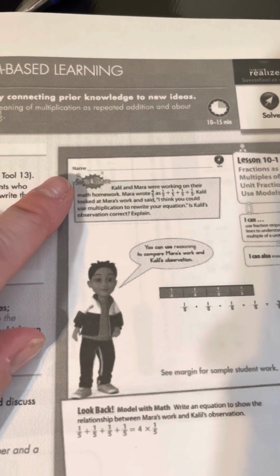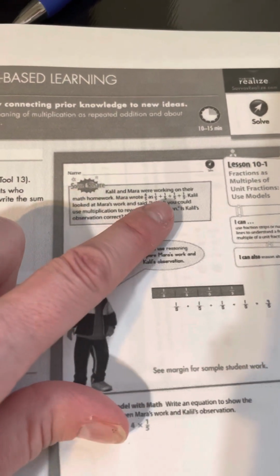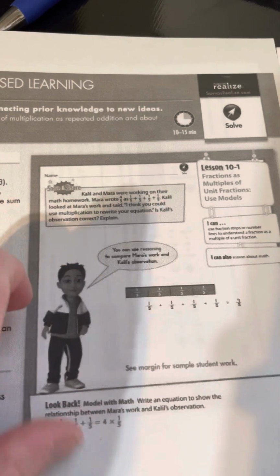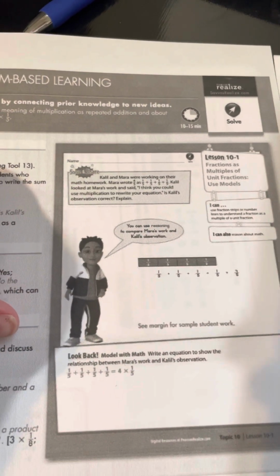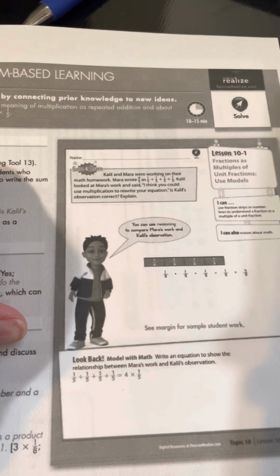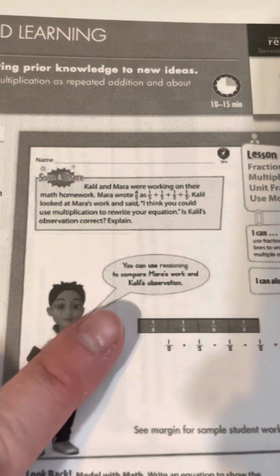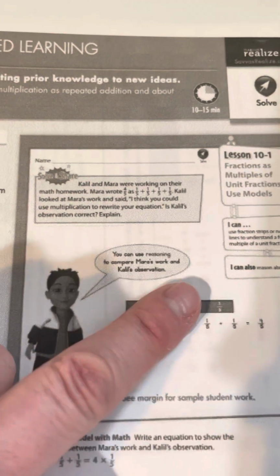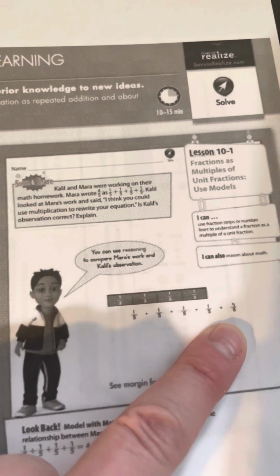Khalil and Mara were working on their math homework. Mara wrote 4/5 as 1/5 plus 1/5 plus 1/5 plus 1/5. Khalil looked at Mara's work and said, hey, I think you could use multiplication to show that instead of addition. Do you think he's right? Yes or no? So if you do 1/5 plus 1/5 plus 1/5 plus 1/5, you do know that we get 4/5. That's called addition of fractions, and you just did that.